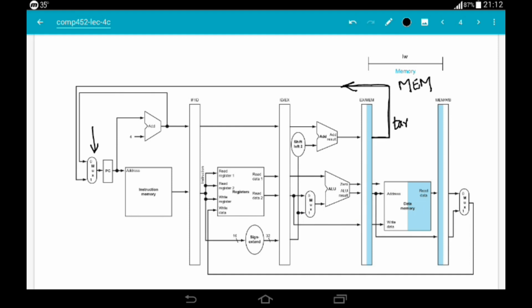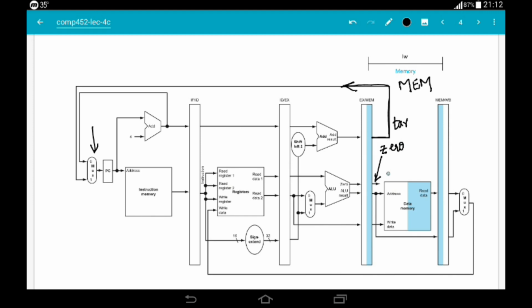Okay, now what else is happening? This is the zero flag. This zero flag will be used in the pipeline control, so we don't bother about it here.